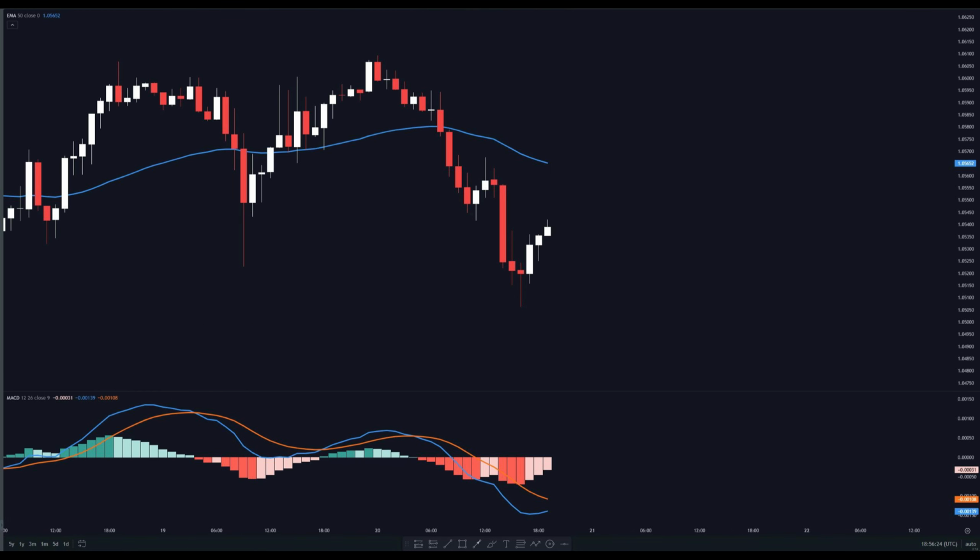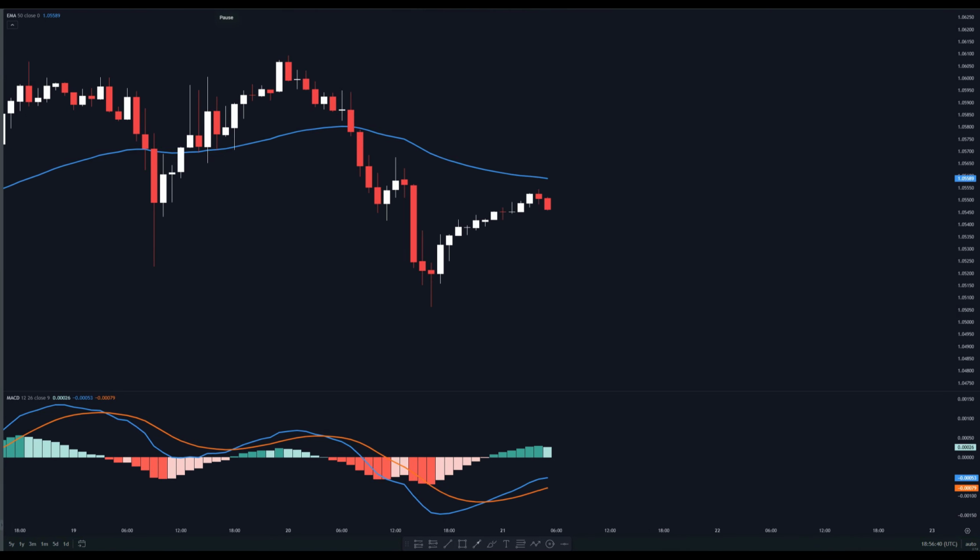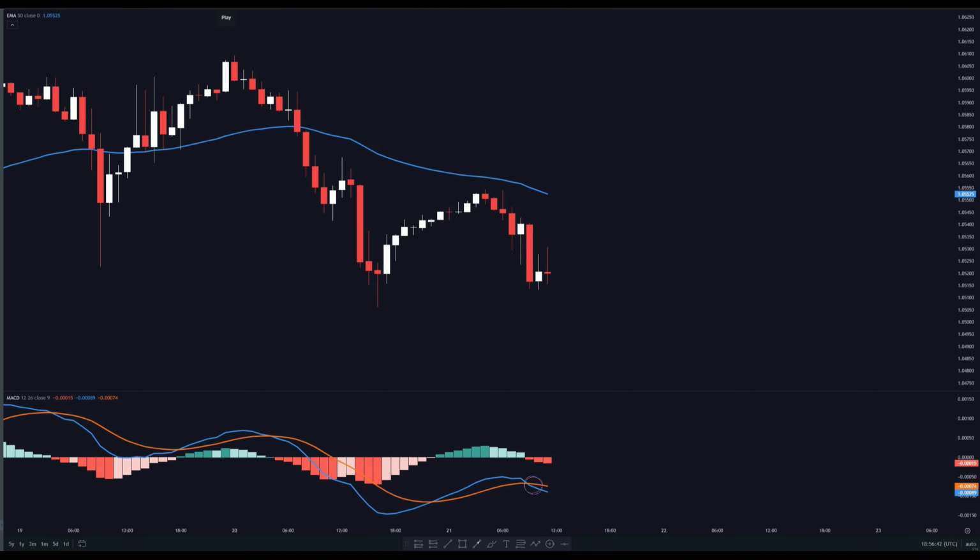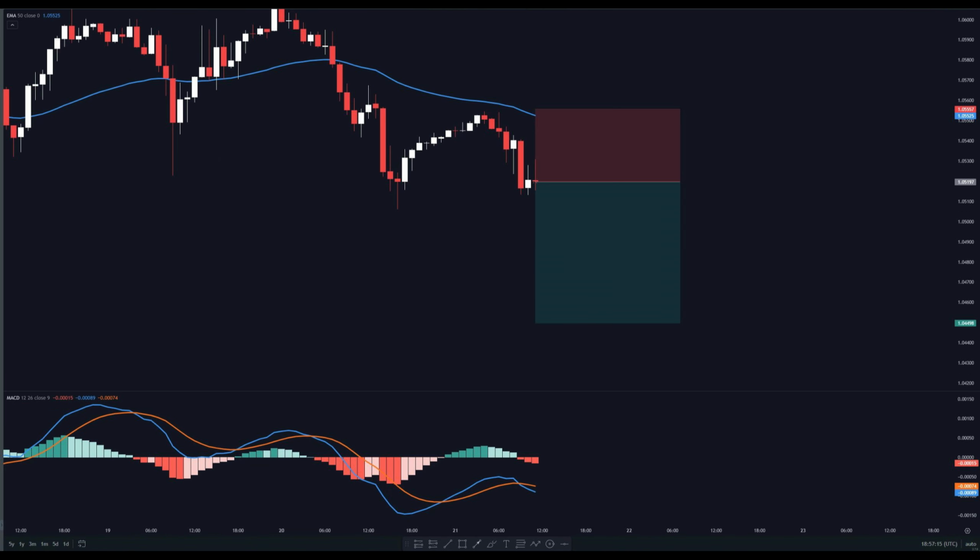Now let's see a bearish example. Look at the chart. The price is trading below the 50 EMA. So we have a clear bearish trend, and now we will just wait for the MACD lines crossover. And here, the MACD line crosses below the signal line, giving us a sell signal. So we will open a short position here.